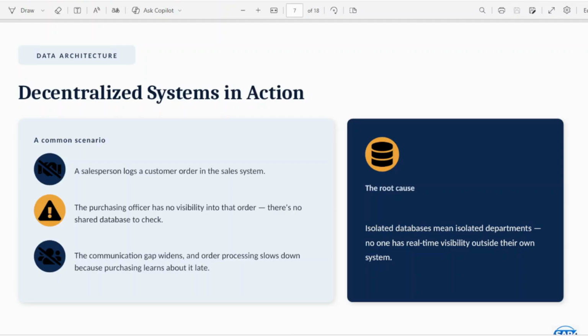So what's the real problem here? The root cause is simple. When every department has its own isolated database, no one has real-time visibility outside their own system. This is the main thing I actually repeated to teach you.